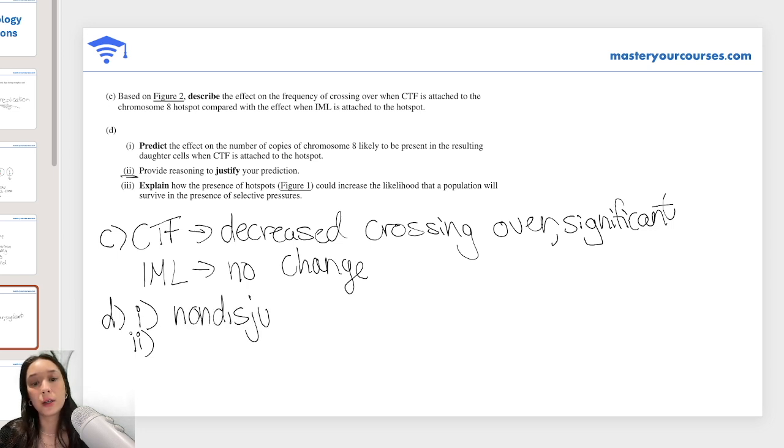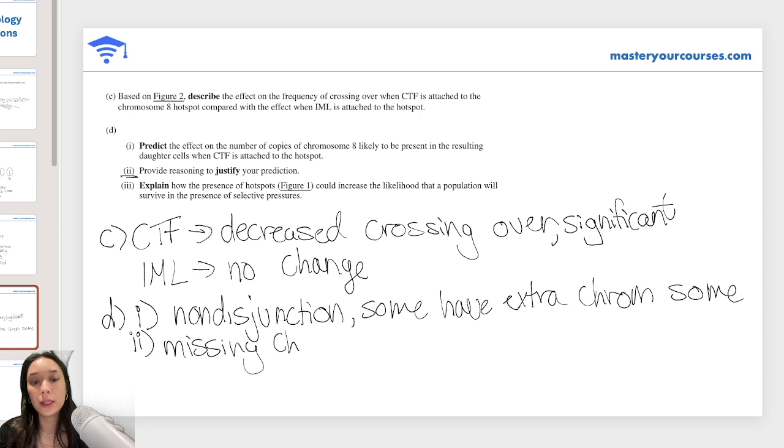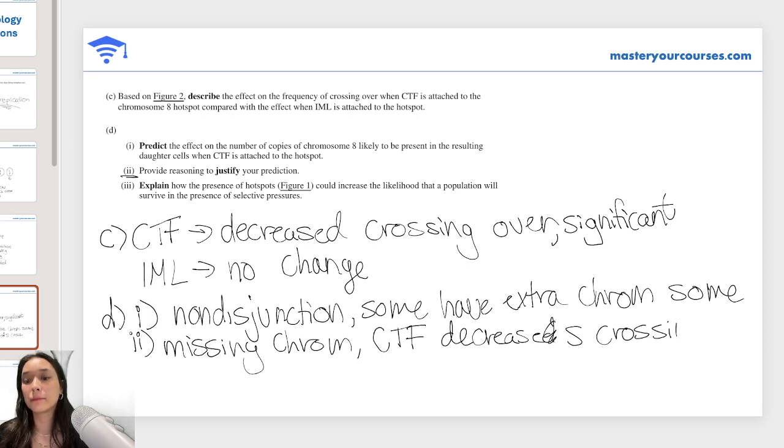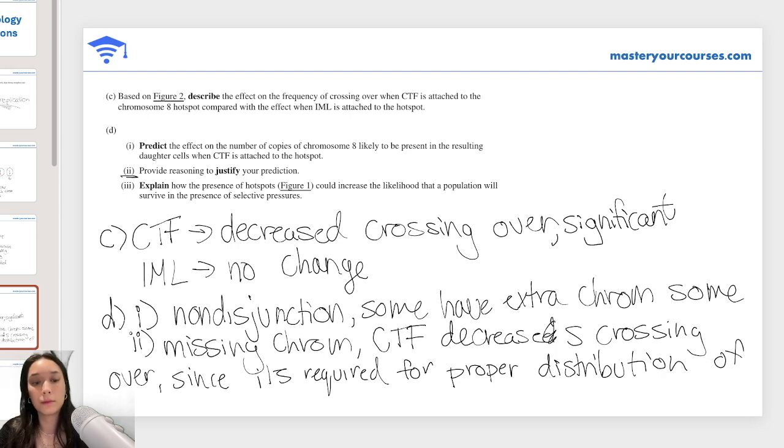So you'd say non-disjunction, where some have extra and some are missing. And the reason for that, so my justification, is that CTF decreases crossing over. And then since it's required for proper distribution of chromosomes, you're going to get non-disjunction, or basically less accurate moving around of those chromosomes.